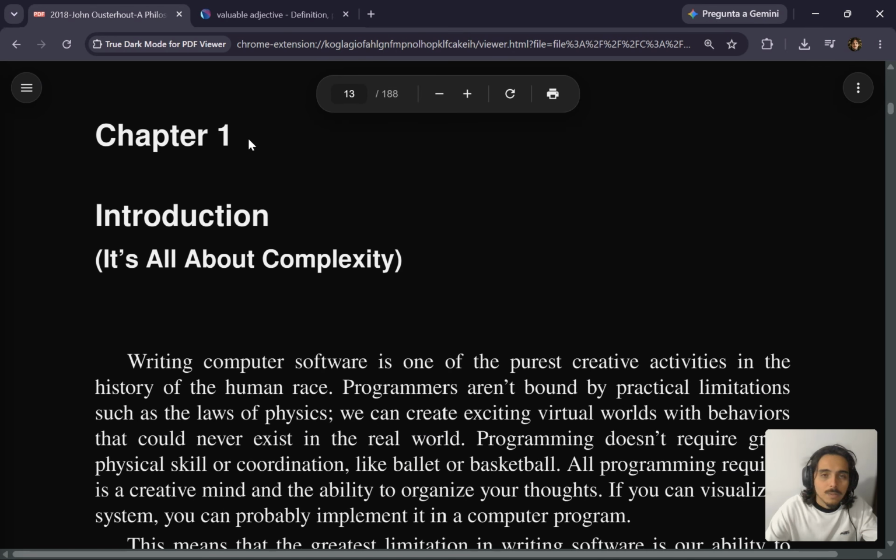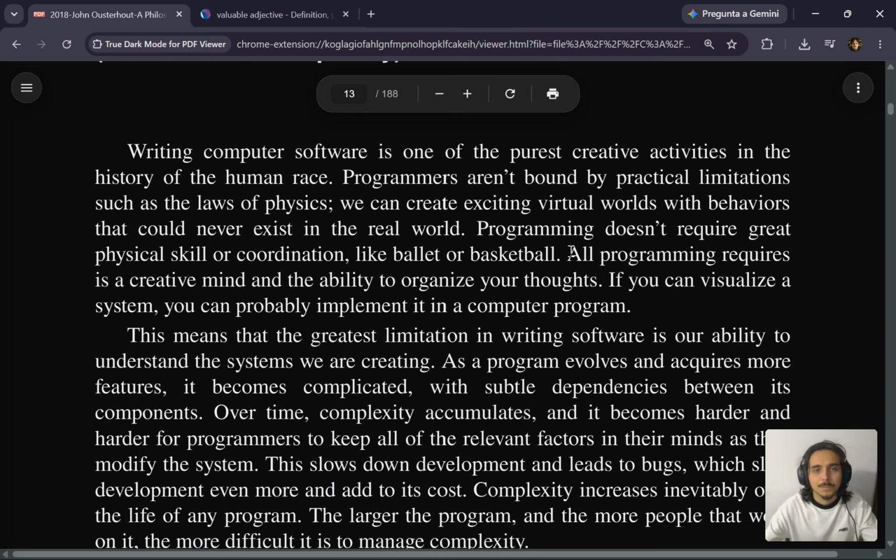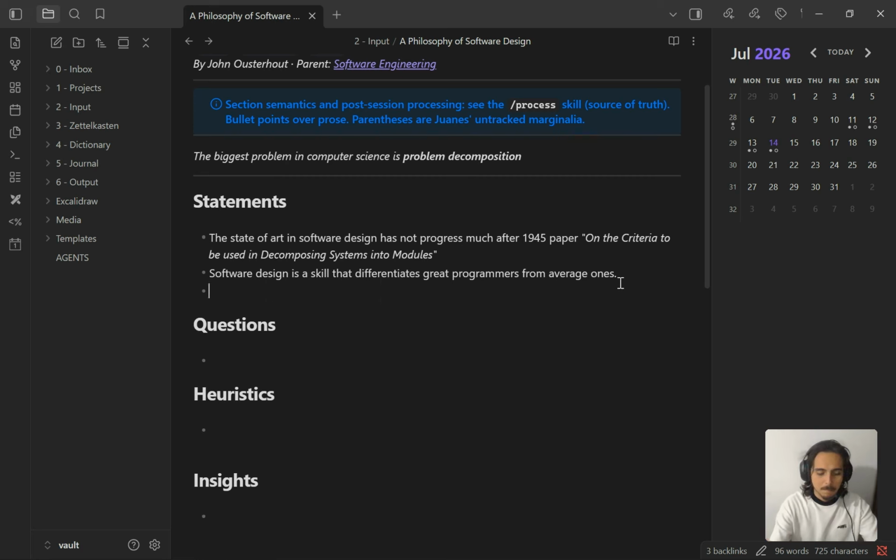So, chapter 1, Introduction. It's all about complexity. Writing computer software is one of the purest creative activities in the history of the human race. Writing computer programs is a creative activity.